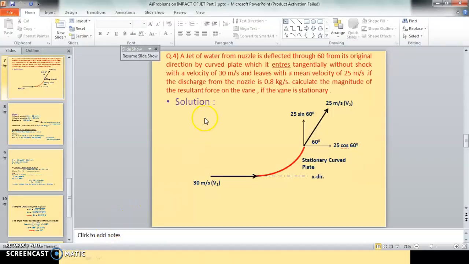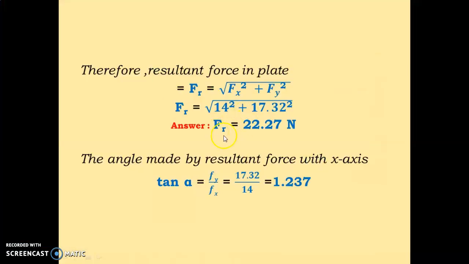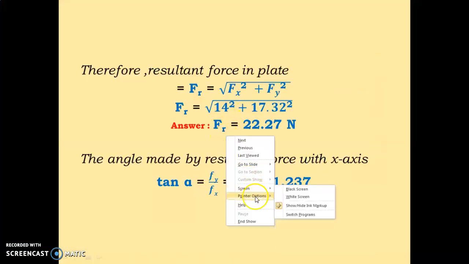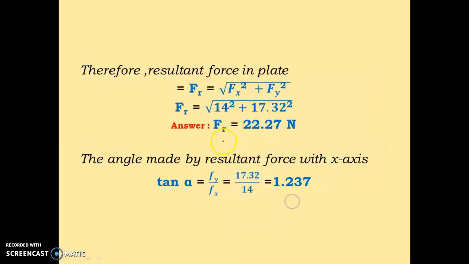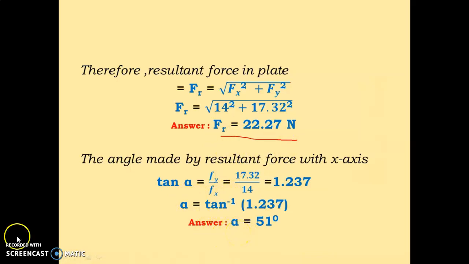What we had been told to find out was to calculate the magnitude of the resultant force on the vane. So this is the resultant force on the vane, and this is the angle made by the resultant force with the x-axis. Thank you.